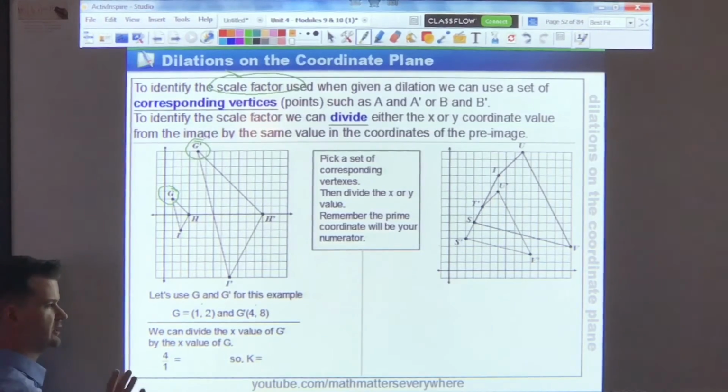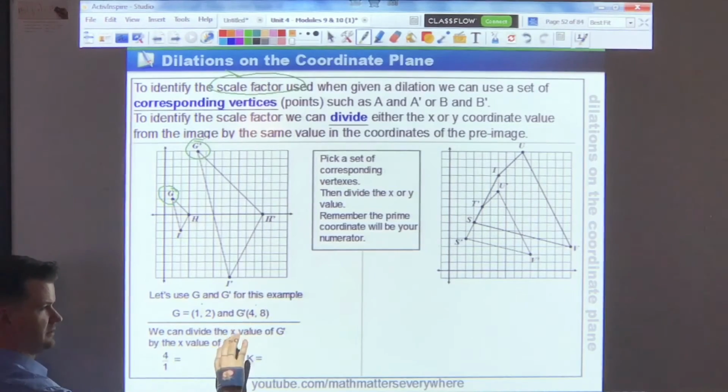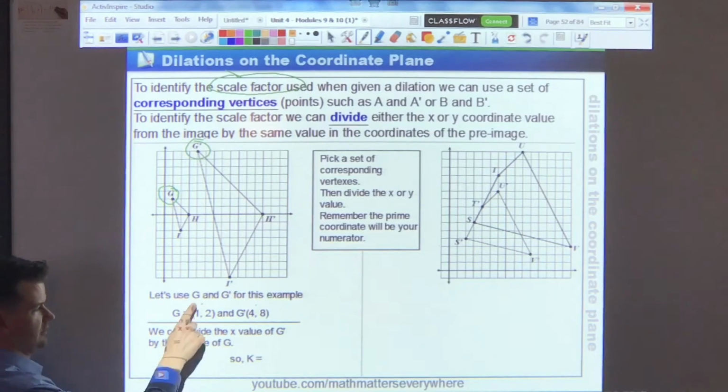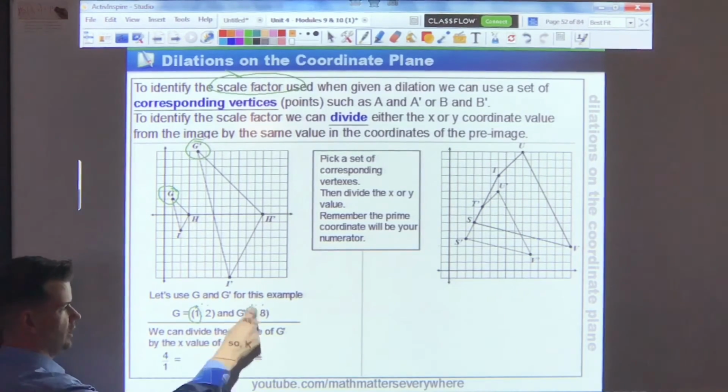And then this is where I need you to pay attention. This is the place where most people make mistakes. To find the scale factor, you're going to be dividing. So we're using a fraction, right? The question is, x's or y's. It doesn't matter which one you use. Let's say we want to work with the x's. That's a 1 and a 4.